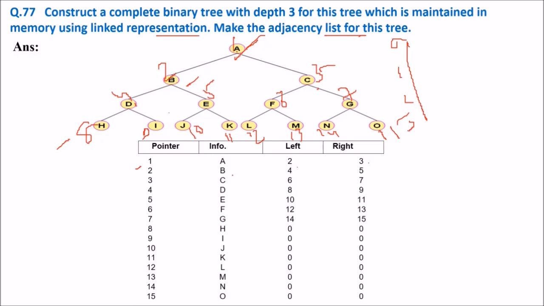So what about our D? D, let us take B. D has left 8, right 9. And let us change the numbering then.